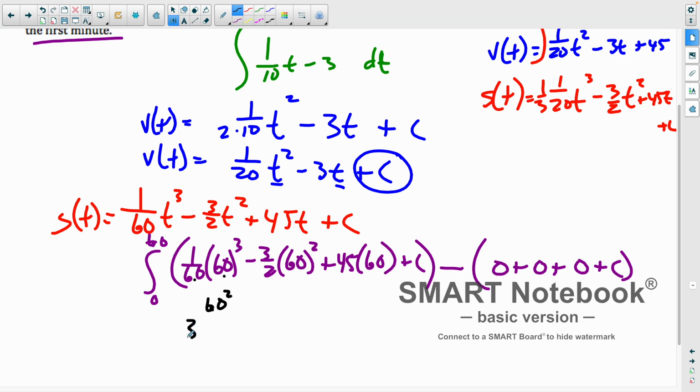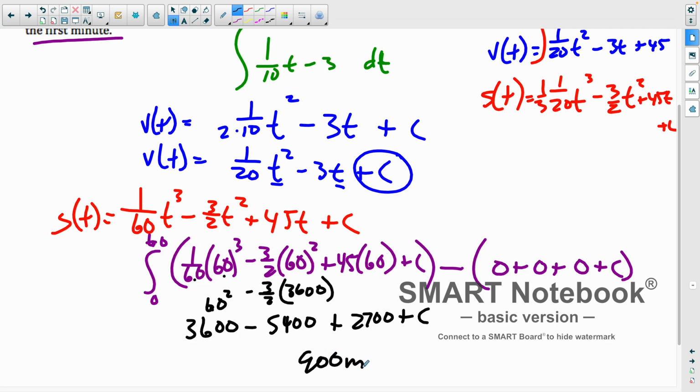So 60 times 60 would be 3600. That's the same thing here, it's 3600, but I'm multiplying it by negative 3/2. So that's going to be negative 5,400. And then plus, I'm going to multiply that together, and that's going to be 2,700 plus c. So if I add all this up, I have 3,600 minus that plus that. That's going to give me 900 meters.